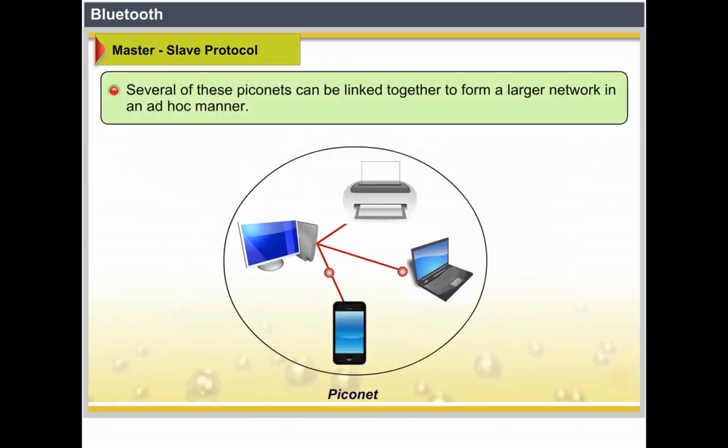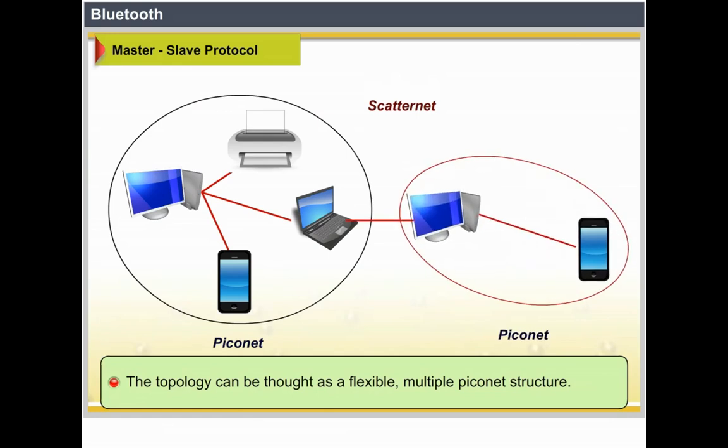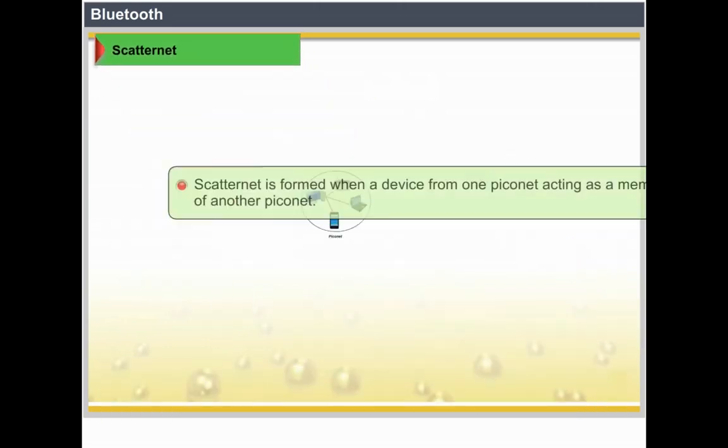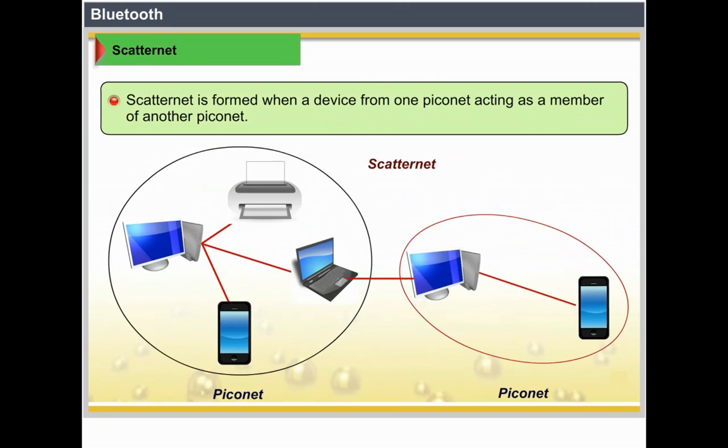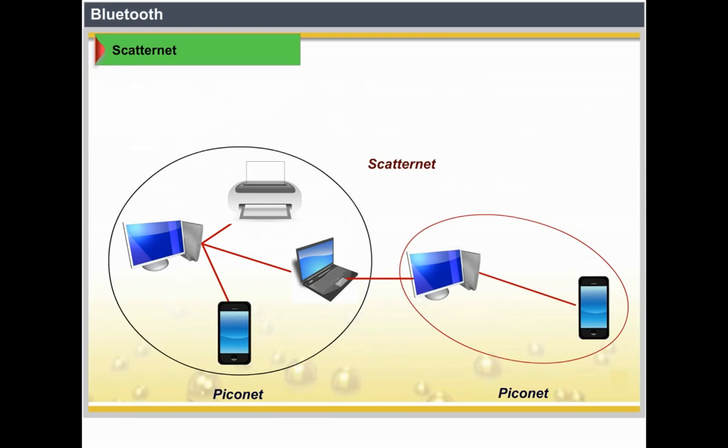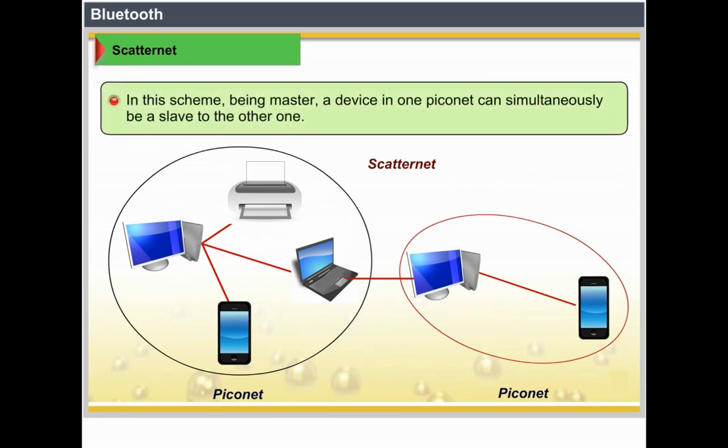Several of these piconets can be linked together to form a larger network in an ad hoc manner. The topology can be thought of as a flexible multiple piconet structure. This network of piconets is called scatternet. Scatternet is formed when a device from one piconet also acts as a member of another piconet. In this scheme, a device being master in one piconet can simultaneously be a slave in the other one.